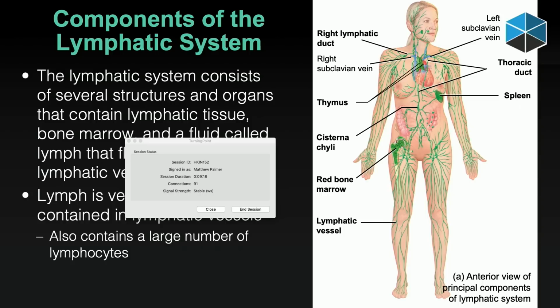Where were we? The immune system, the lymphatic system, various structures. Bone marrow, red bone marrow is part of the lymphatic system. The spleen is an organ that's part of the lymphatic system. All these vessels and ducts are part of the lymphatic system. And the fluid within those vessels, called lymph, also part of the lymphatic system. So many different pieces to the puzzle. Lymph, by the way, is very, very similar to the interstitial fluid. Another question.